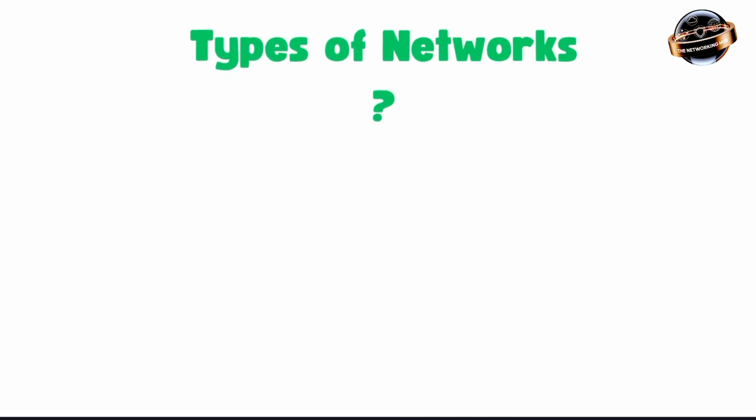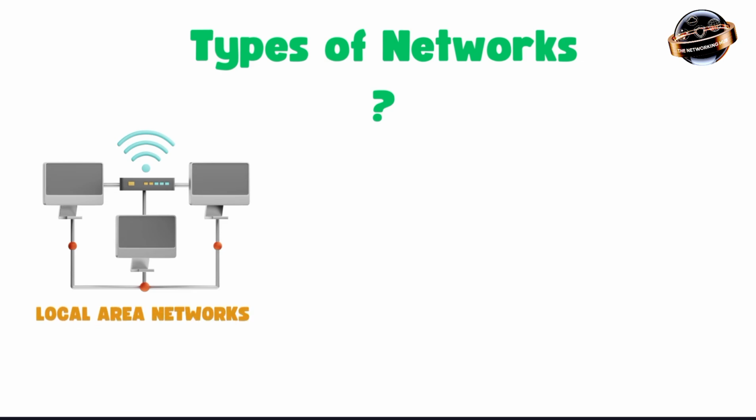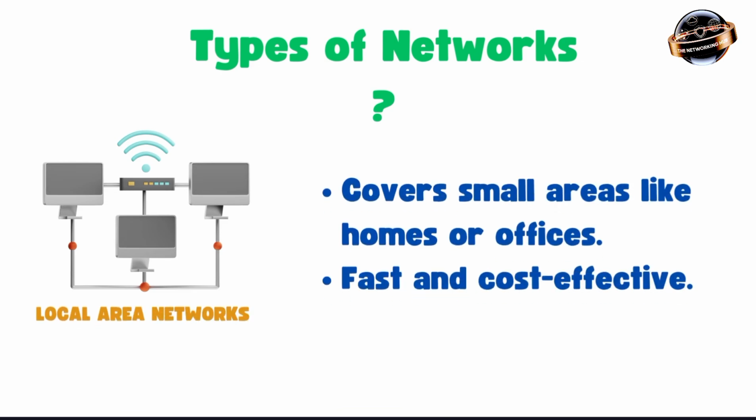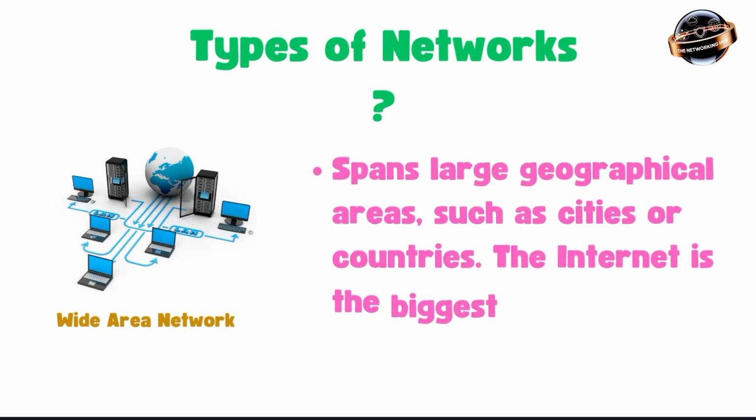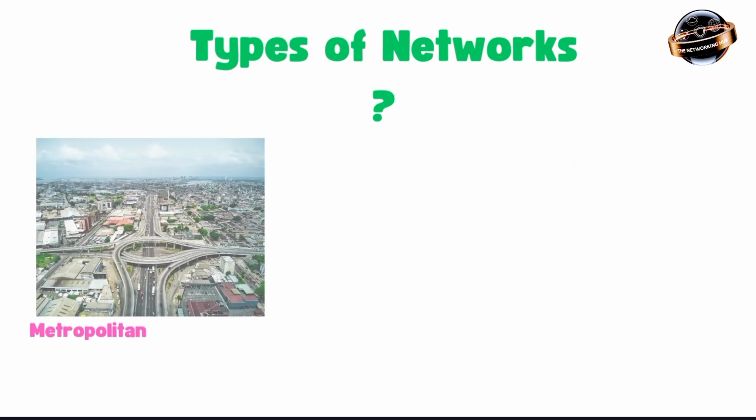Types of networks. There are several types of networks. LAN, local area network, covers small areas like homes or offices, fast and cost-effective. WAN, wide area network, spans large geographical areas, such as cities or countries. The internet is the biggest WAN.